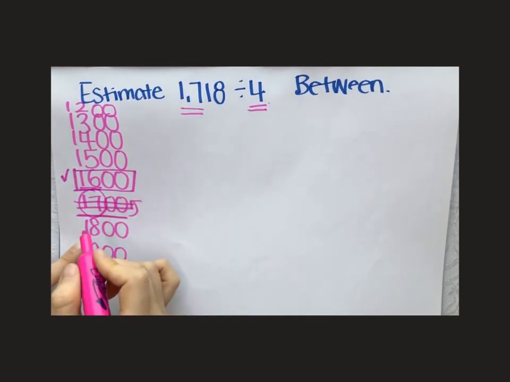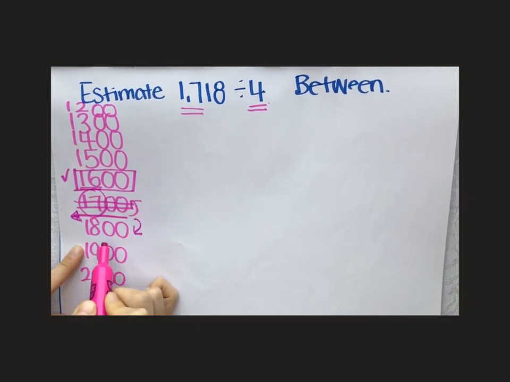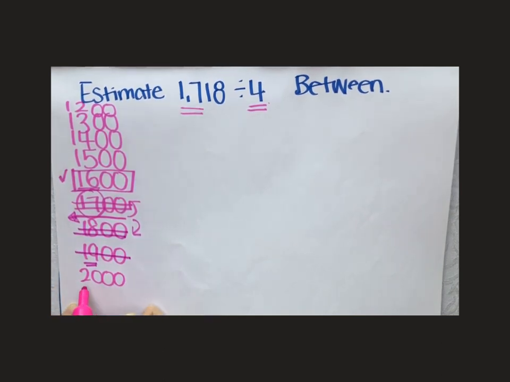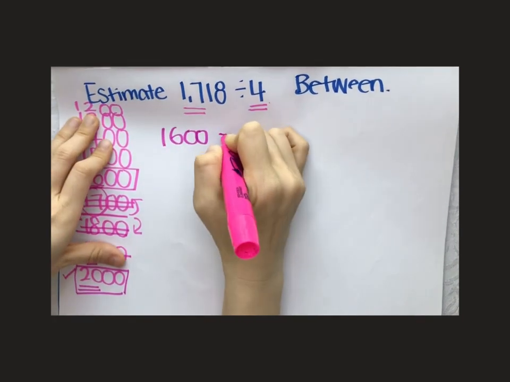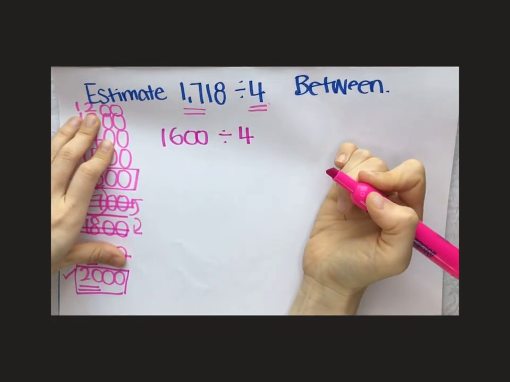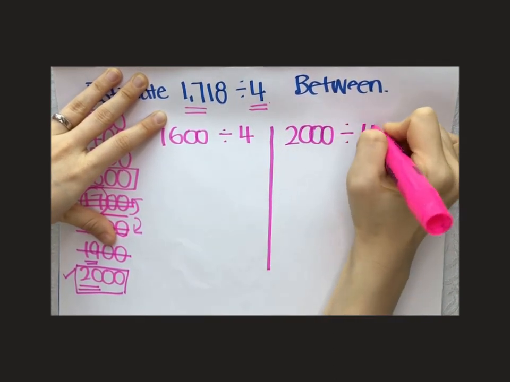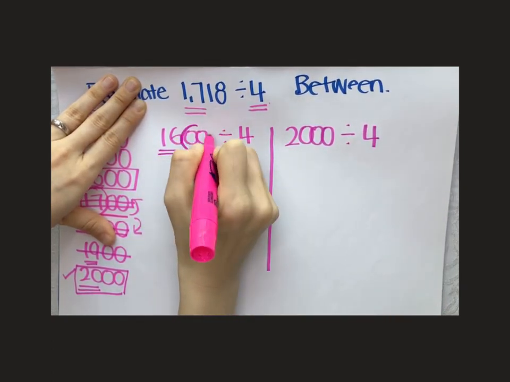Now let's go up. I know that my 1,718 is somewhere around here. If I go up, the next number is 1,800. Is 18 a multiple of 4? Not really. 19? Nope. 20? Yes, it is. So I will use 1,600 divided by 4. Then I will also use 2,000 divided by 4. Don't forget to underline the basic facts. I'm going to circle my 0.